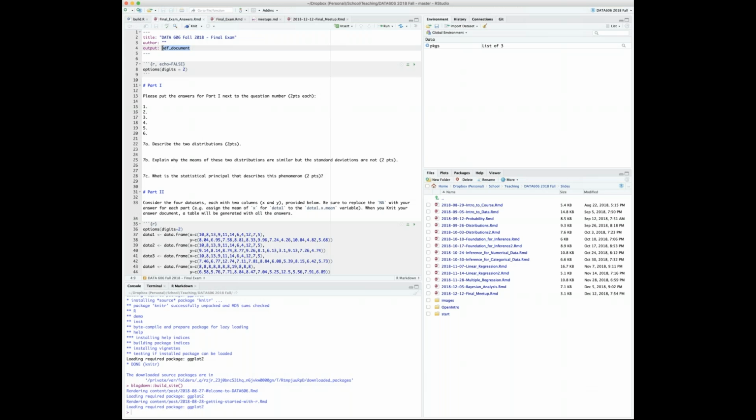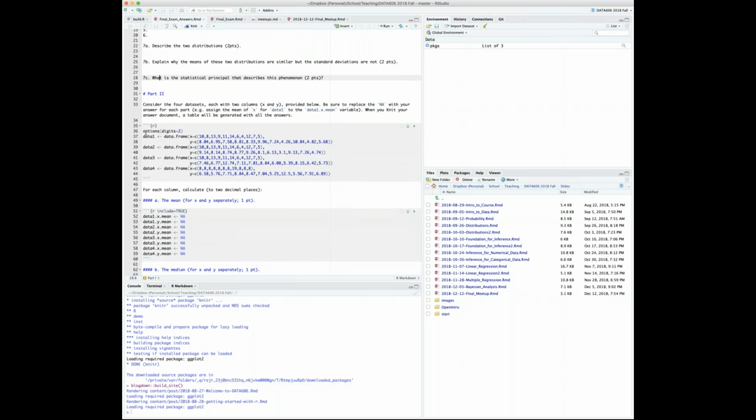But please don't post your answers to RPubs or GitHub or anywhere else. I just don't want that to be publicly available, just to prevent cheating. So here you can see there's 6 multiple choice. You can just put the letter next to each here. Here are the short answers.